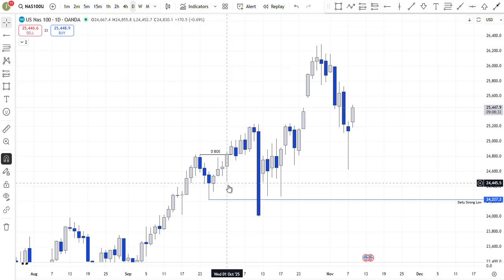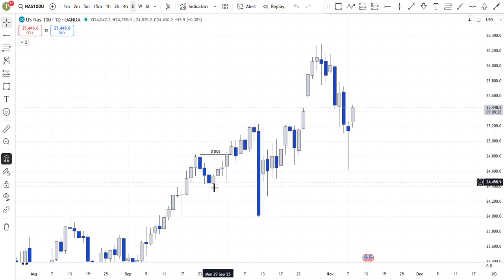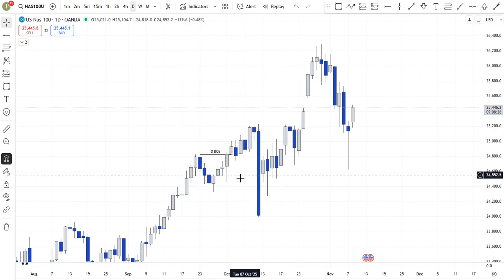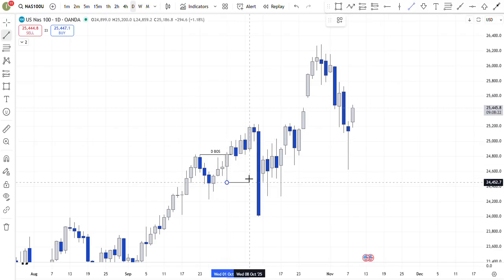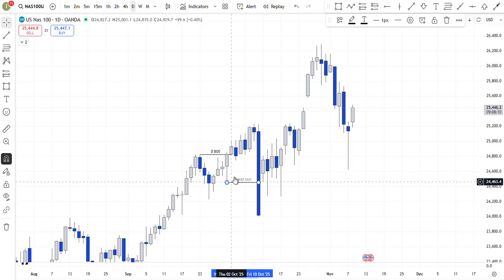Because we had a break of structure here, let's take these out, and the strong lows were broken. So we'll take this one here. This is a change of character because this was a low that did its job. It made a higher high, and then price came down and aggressively broke and closed below that low. Therefore, this is a change of character.